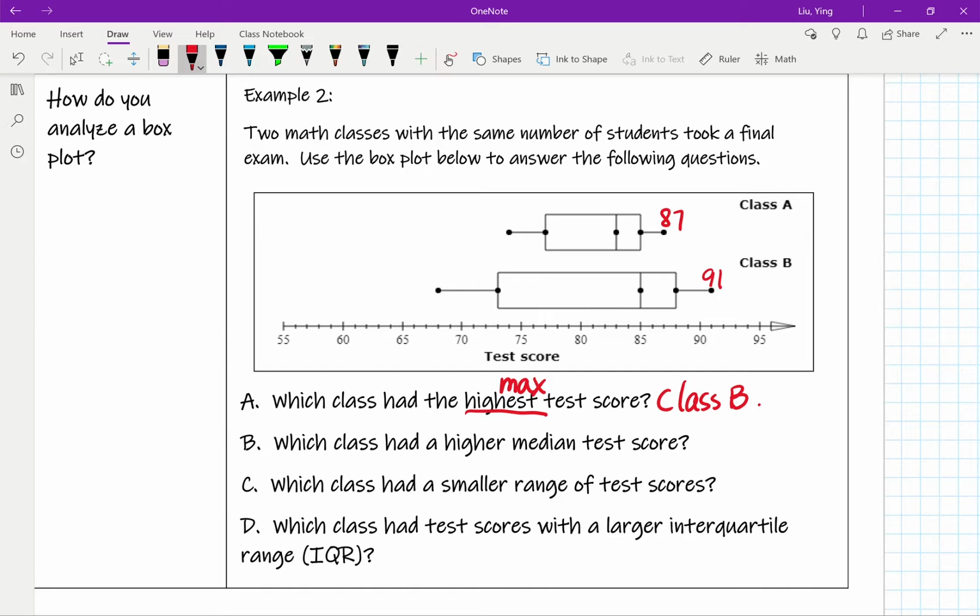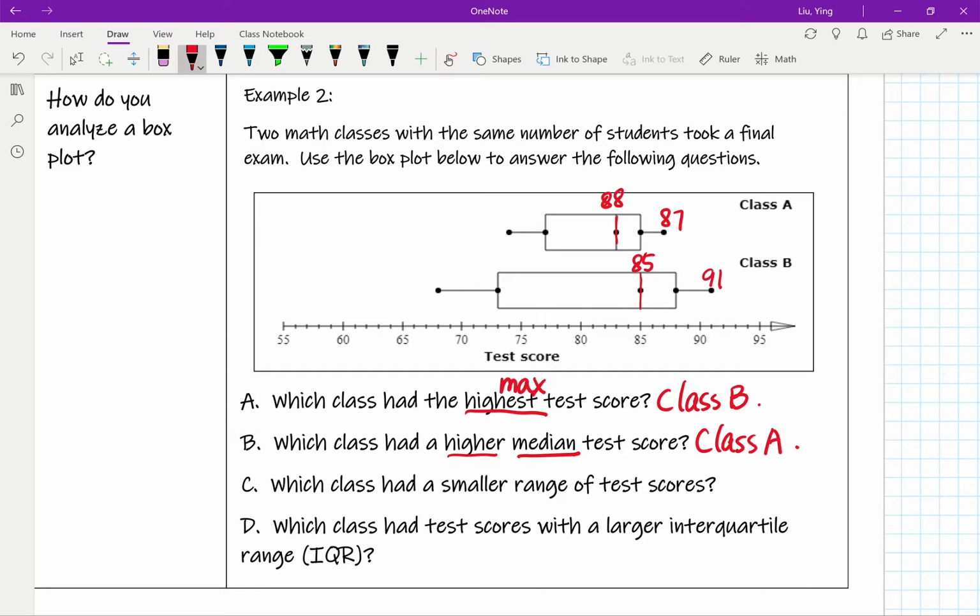Part B, which class had a higher median test score? So we're looking for a higher median. Where do we find a median? Well, it's that line down the middle of each box plot. For class A, that is 88. And for class B, that's 85. So the higher one would be class A.